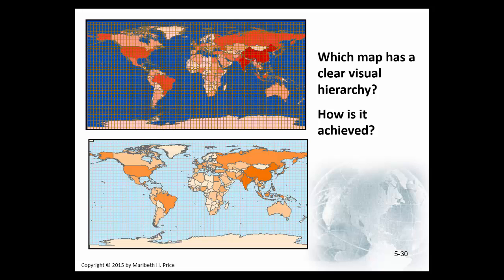Which of these maps has a clear visual hierarchy? How is it achieved? Well, both maps have a visual hierarchy, but the lower map is more appropriate. The visual hierarchy of the upper map is the grid lines and dark blue ocean, where the hierarchy of the lower map is the continents. This was achieved by subduing the saturation of colors of the grid lines and the oceans, as well as layering the grid lines behind the continents.